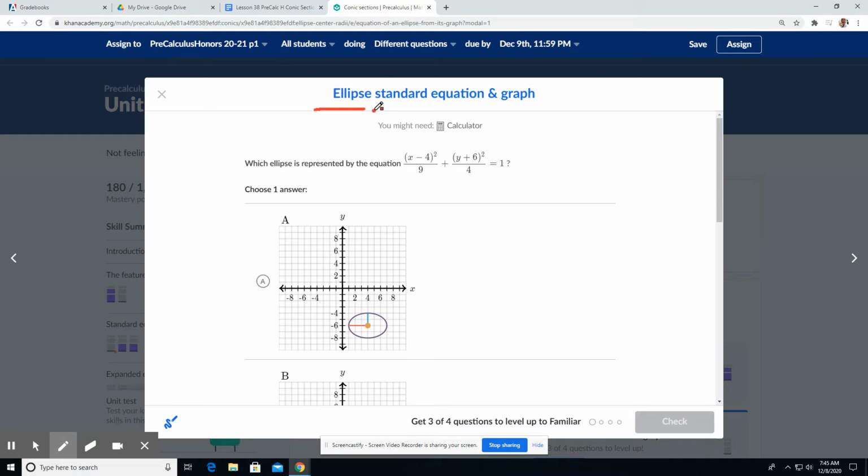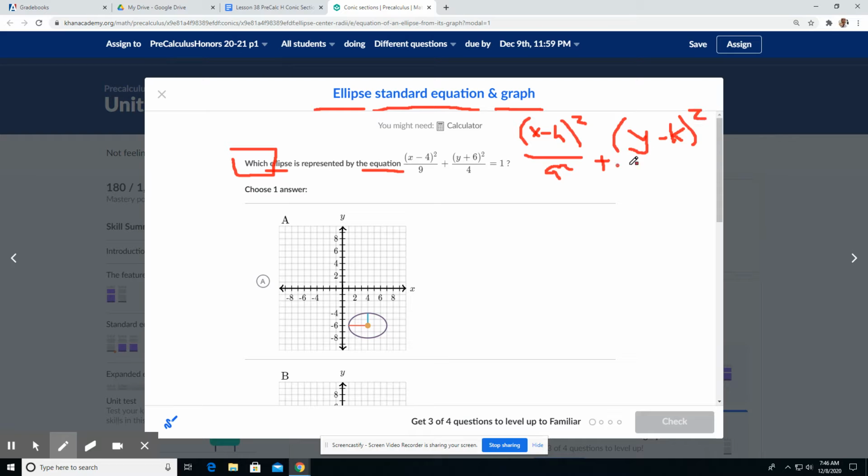The ellipse, when it's in standard equation form, and being able to link that to the graph. All right, which ellipse is represented by this equation? Let's go ahead and get our generalized form out. It's always good to practice. (x minus h) quantity squared over a squared plus (y minus k) quantity squared over b squared, and all of this always equals 1 for ellipses.